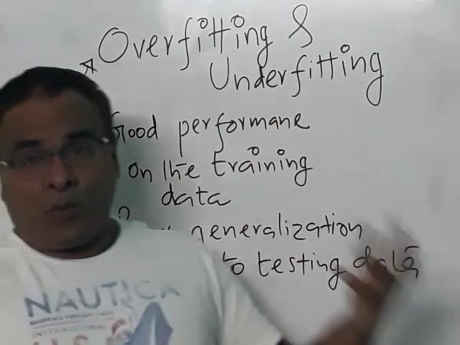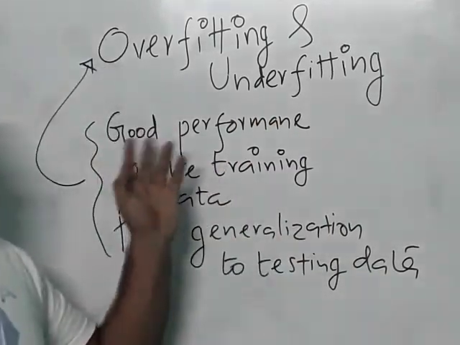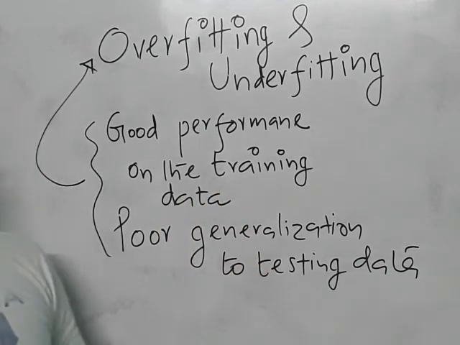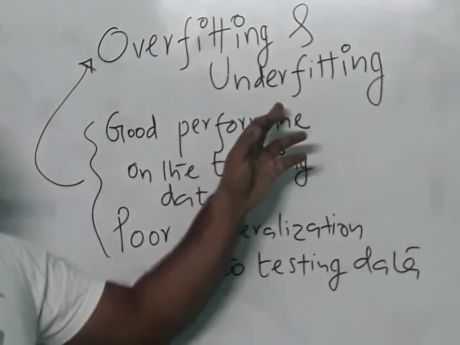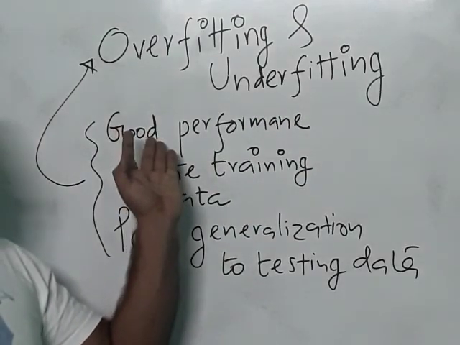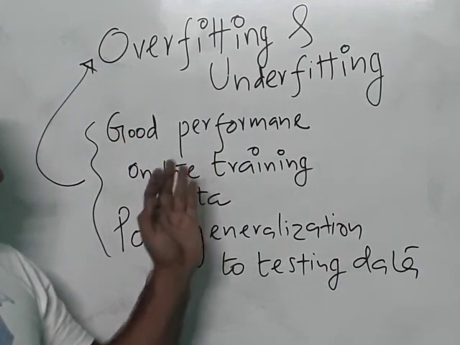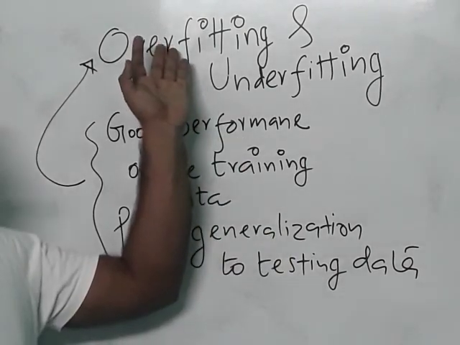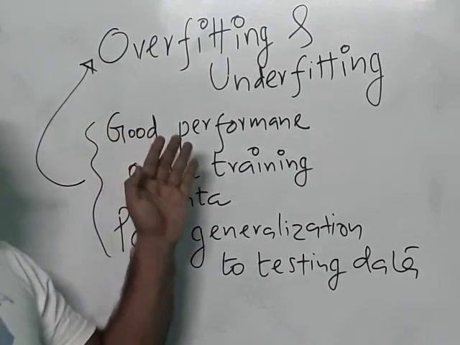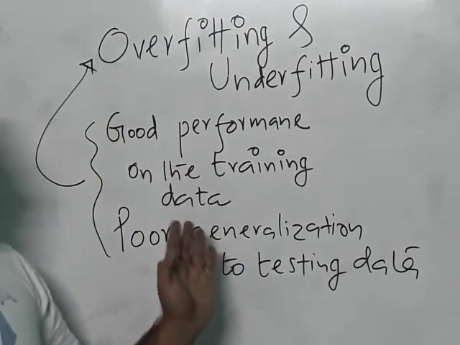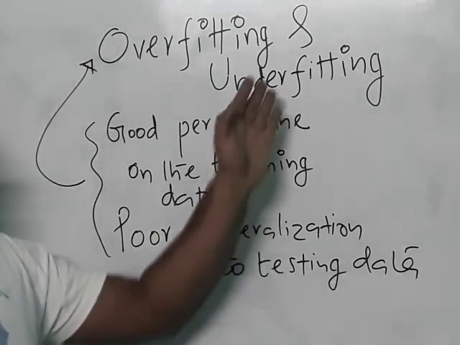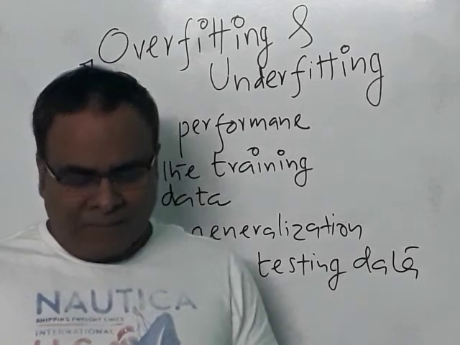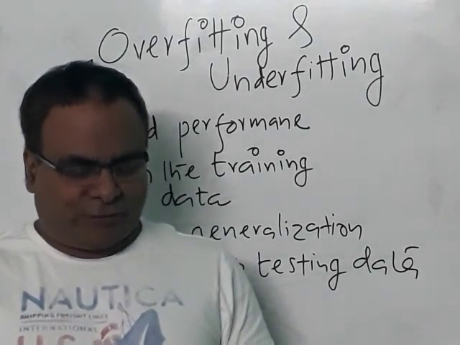Underfitting means poor performance on the training data and poor generalization to testing data. That is underfitting. Here, if it is good performance on the training data and poor generalization to the testing data, it is overfitting. If it is poor performance on the training data and poor generalization to the testing data, it is underfitting. Okay, so we will get into the details more.